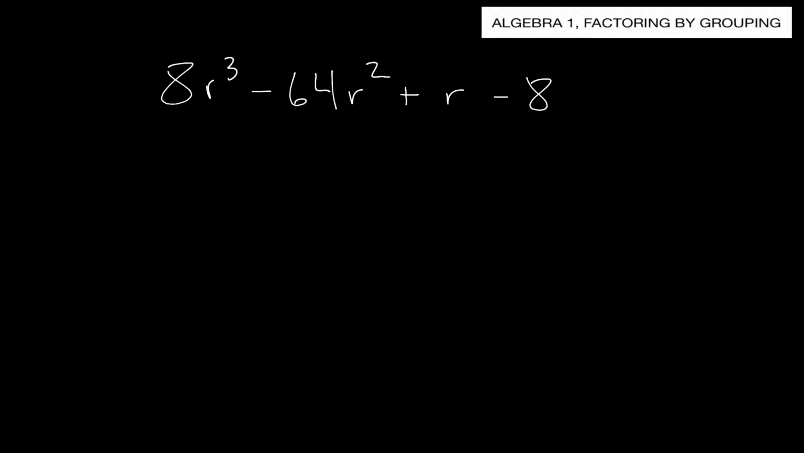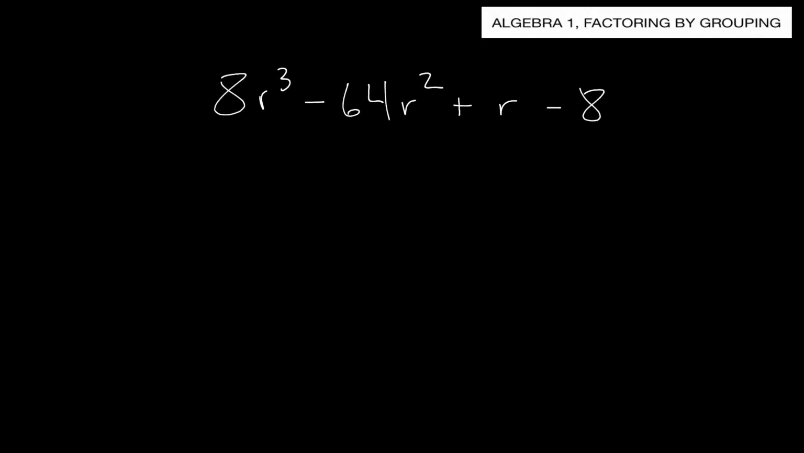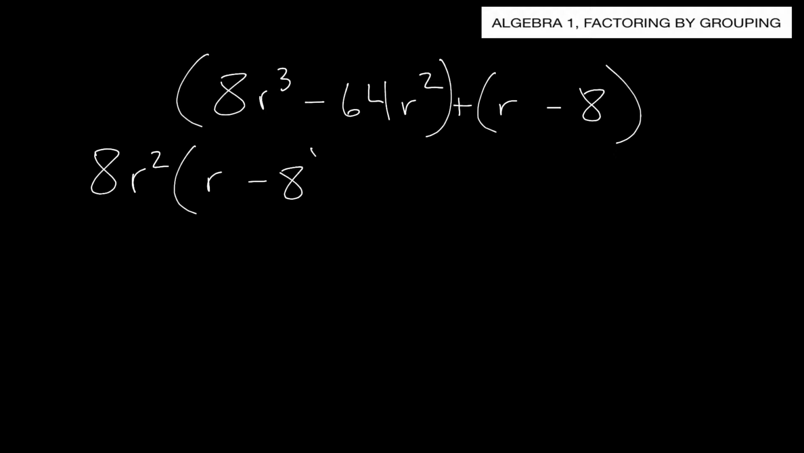Okay, so we have 8r cubed minus 64r squared plus r minus 8. Now what we want to do when we're factoring by grouping is split these polynomials apart, like so. So I need to figure out something that I could take out of this term. I'm going to factor something out here, and that looks like it's going to be an 8r squared. So if I factor out an 8r squared, what that leaves me with is r minus 8.